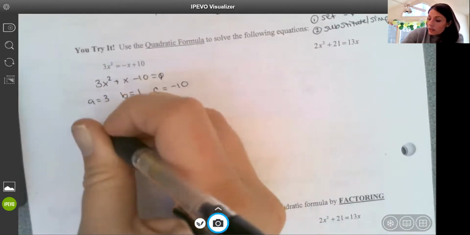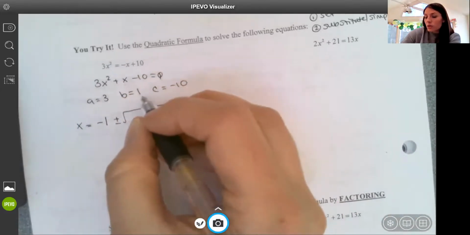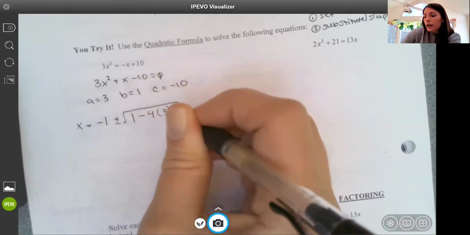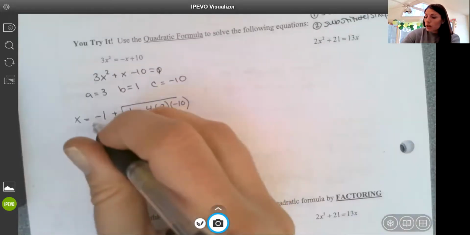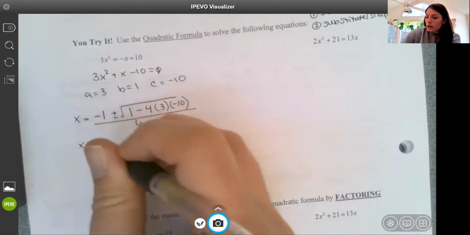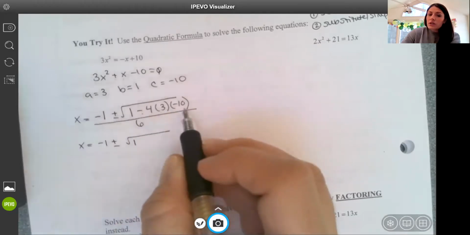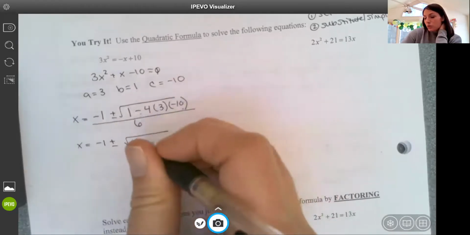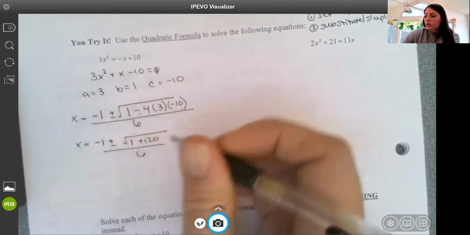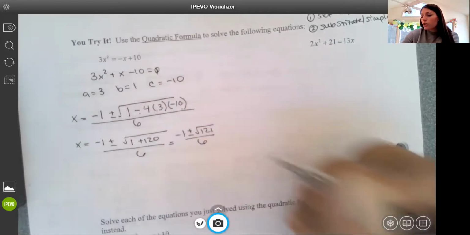So x equals negative b would be negative 1 plus or minus the square root of b squared. 1 squared is 1 minus 4ac all over 2a. 2a would be 6. X equals negative 1 plus or minus the square root of 1. Negative times a negative is going to make that positive, and it gives me positive 120 when I multiply these three numbers together. All over 6. So I'm negative 1 plus or minus the square root of 121 over 6.